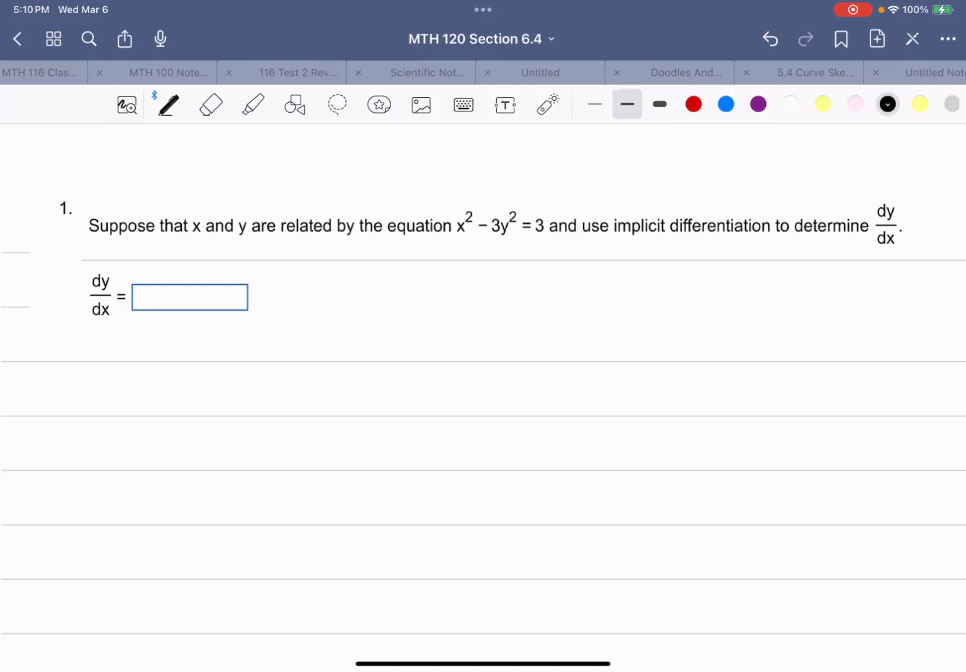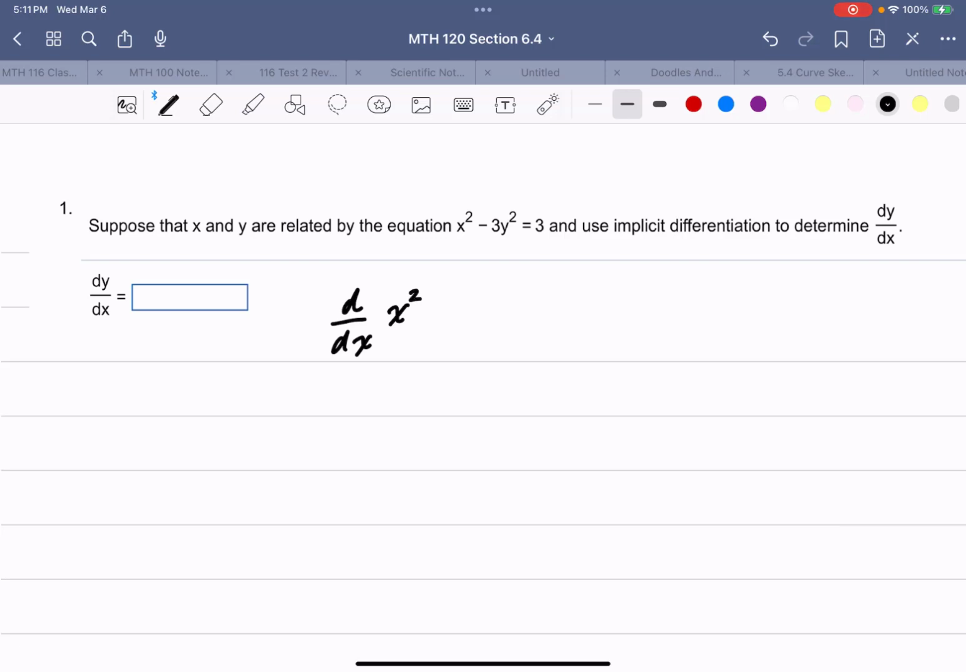Example 1. Suppose that x and y are related by the equation x squared minus 3y squared equals 3, and use implicit differentiation to determine the derivative of y with respect to x. So we're going to need our implicit differentiation. So we're going to take the derivative with respect to x of each of these terms.